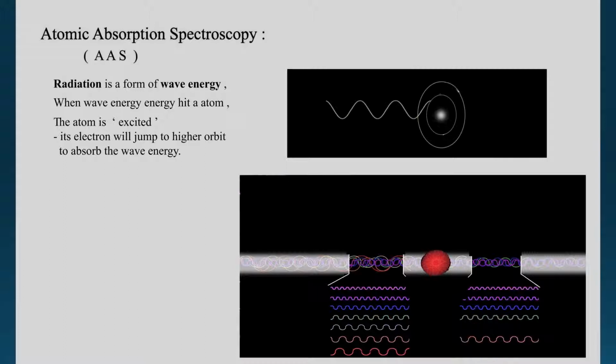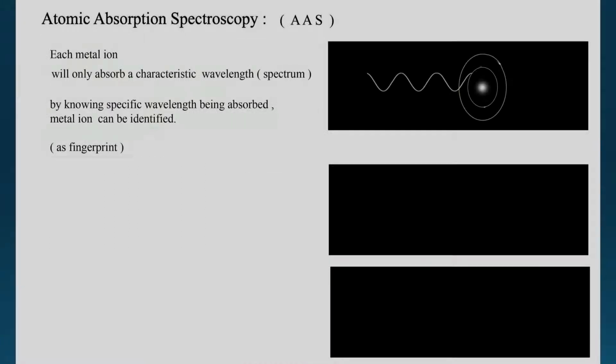I will ask why this wave frequency disappears. The answer is because the atom absorbed that frequency. It absorbed that wave energy. So this is what atomic absorption spectroscopy is about. And each metal will only absorb a characteristic set of wavelengths, this spectrum, as we call it.